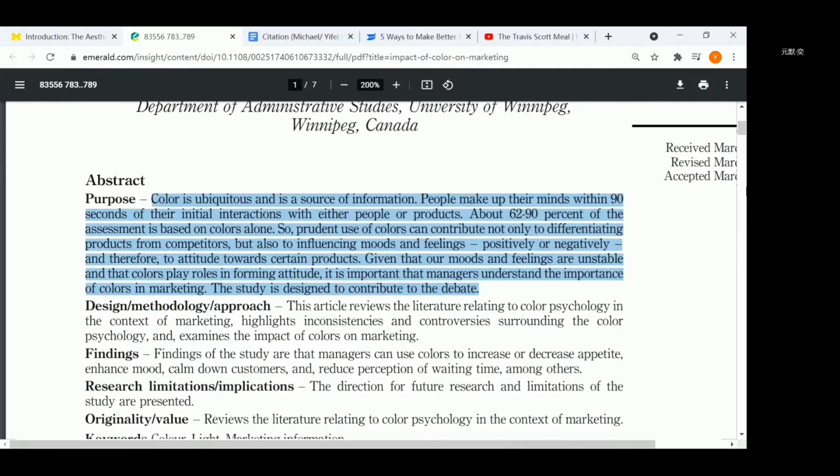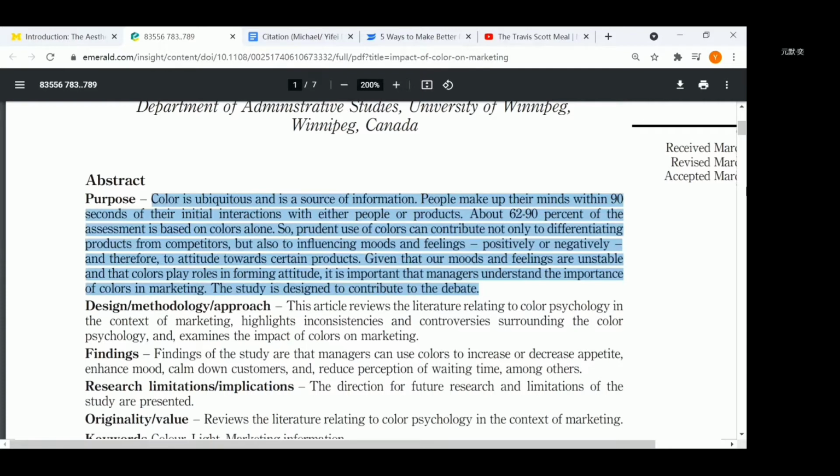About 62 to 90% of the products from competitors, but also to influencing moods and feelings, positively or negatively, and therefore to attitudes towards certain products, given that our moods and feelings are unstable, and that color plays roles in forming attitudes.